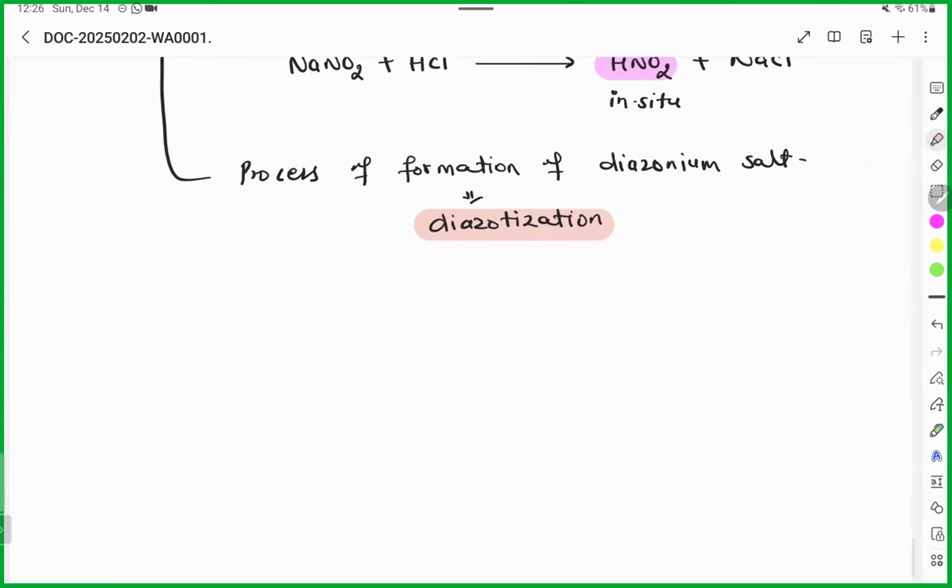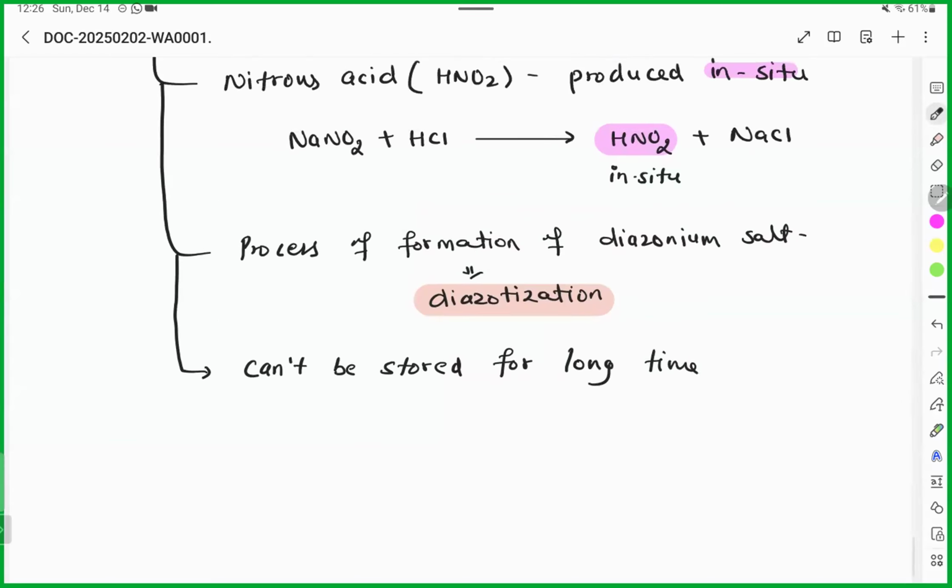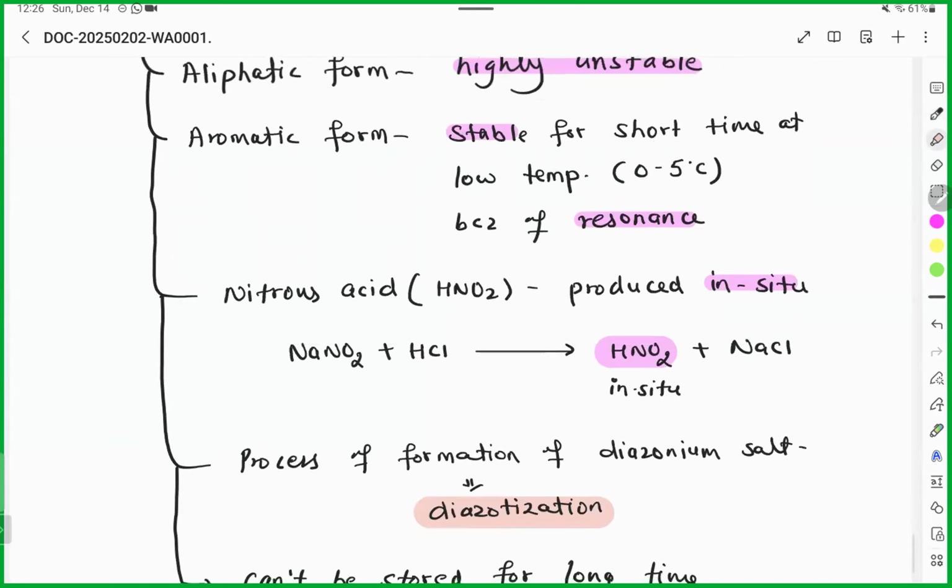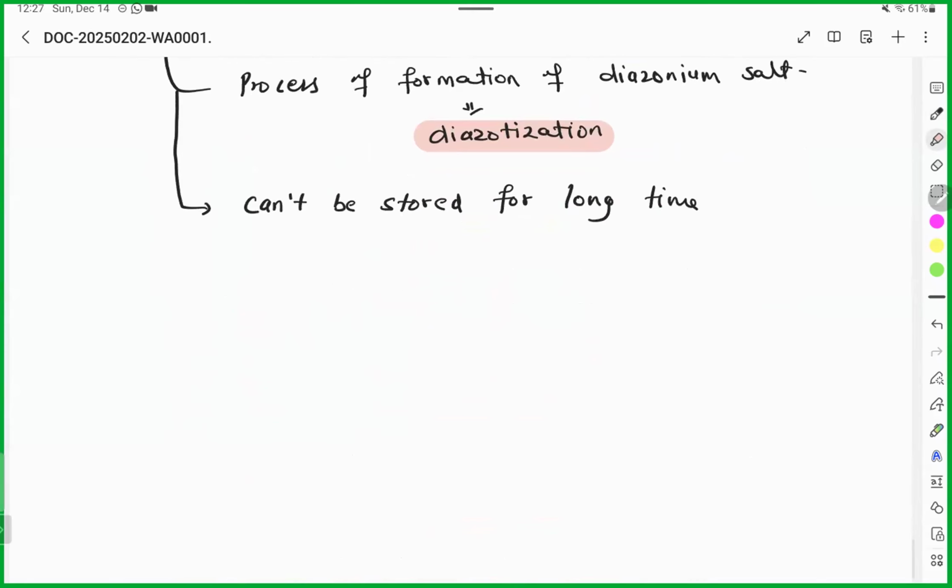Whenever we form aromatic diazonium salt, remember aliphatic is not stable. If you are producing aromatic diazonium salt, you cannot store it for a long time. Why? Because over a long time it will break down. So it cannot be stored for a long time. That's why we said in this case it is stable for a short time, correct? For a long time we cannot keep it stable because it will further break down. Any doubt?